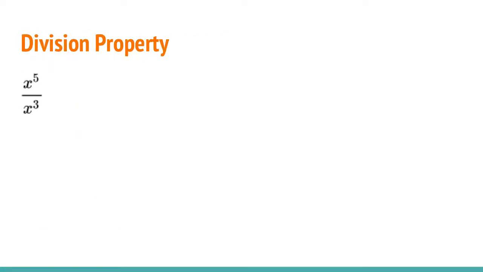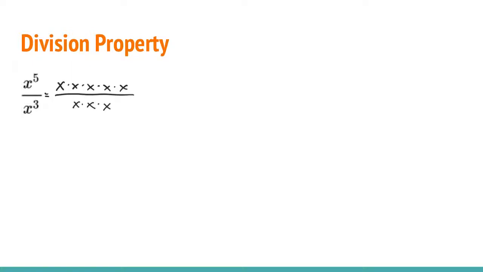Let us start our discussion with the division property. As you can see, we have an example where you have x to the fifth divided by x to the third. As you do your work, we could talk about this and say, well, this is 5 x's being multiplied by each other. That would be the same thing as x to the fifth. And then you would divide that by 3 x's being multiplied by each other.